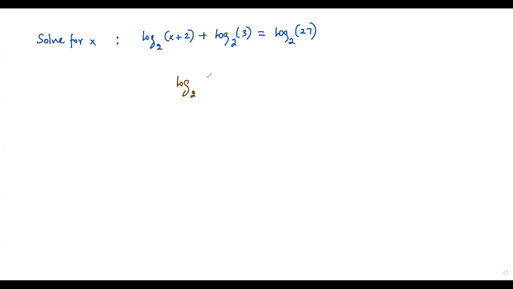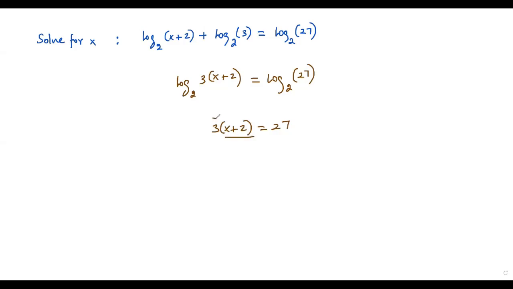That is (x + 2) times 3. It can be written as 3 times (x + 2) equals, and I'm writing the right side as log 27 to the base 2. Okay, here two logarithms are equal with the same base. Whenever two logarithms are equal with the same base, we can equate the arguments. That is 3 times (x + 2) equals 27.